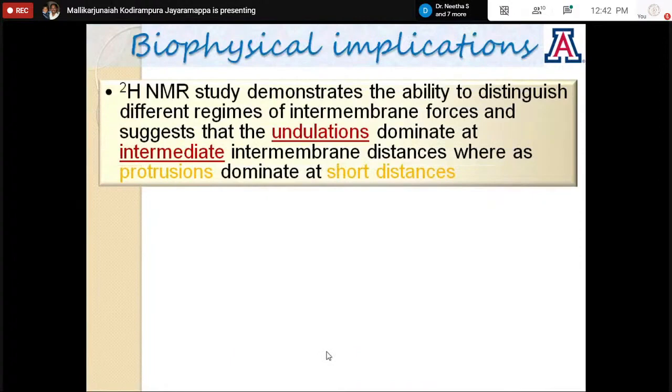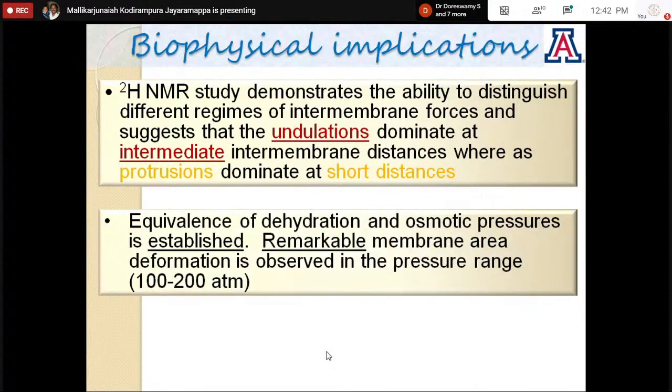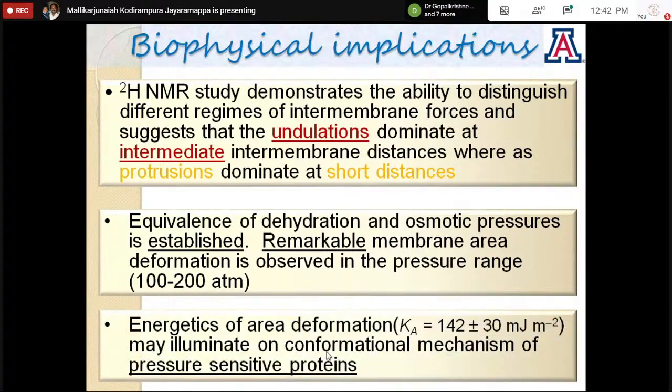Basically, in this first topic, we discussed the applications of NMR, which could help us understand undulation and protrusion forces happening in the system. And we have shown that there is a remarkable change in the cross-sectional area per lipid. As I mentioned earlier, we can also measure the energetics of the area deformation, which comes to 142 millijoule per meter square, the elastic property or modulus. In the sense, quantification of the energetics of the deformation can be measured with this parameter.